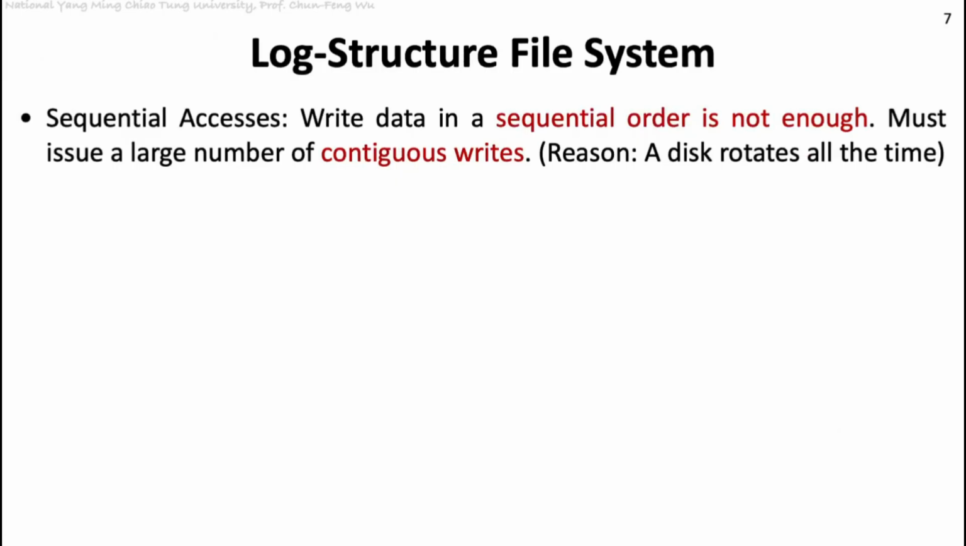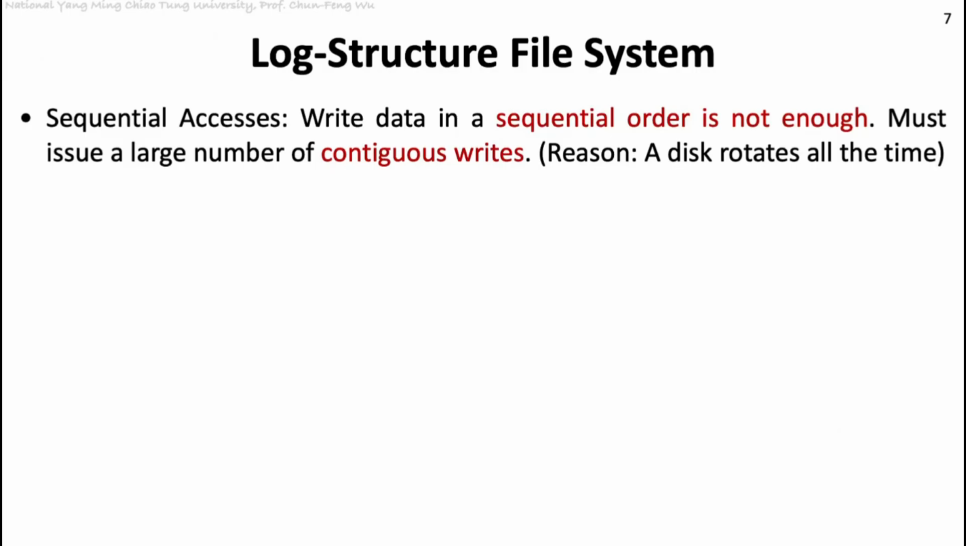Last time, I think we started in the middle of the log structured file system, so I'll quickly go through it. The log structured file system is designed to deal with sequential access. Writing data in a sequential order is not enough for a hard disk drive, because it rotates all the time. Even if we write in a sequential way, we cannot be sure how many processes are writing to the disk. If multiple processes write in the same sequential order, we still cannot make sure the data from the same process is written to the disk in the predicted order.